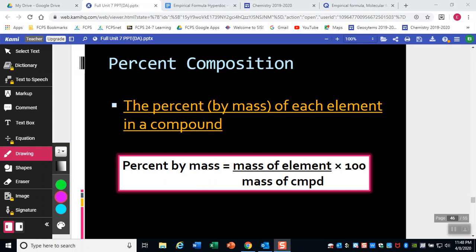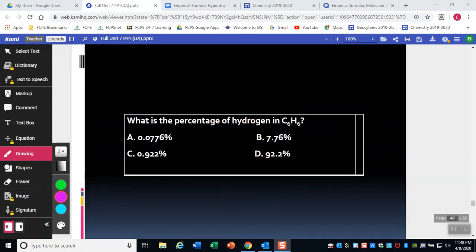So percent by mass, anytime you're doing a percent, you've got the part compared to the whole. So the mass of your one element compared to the mass of the whole compound. That gives you a decimal. To make that into a percent, you times by 100. Right, just like we did percent error and percent yield. All right.